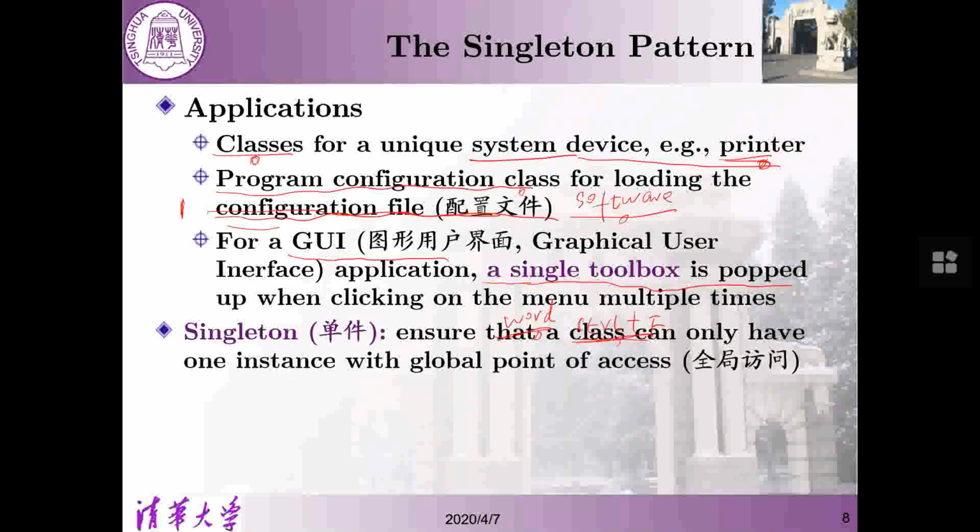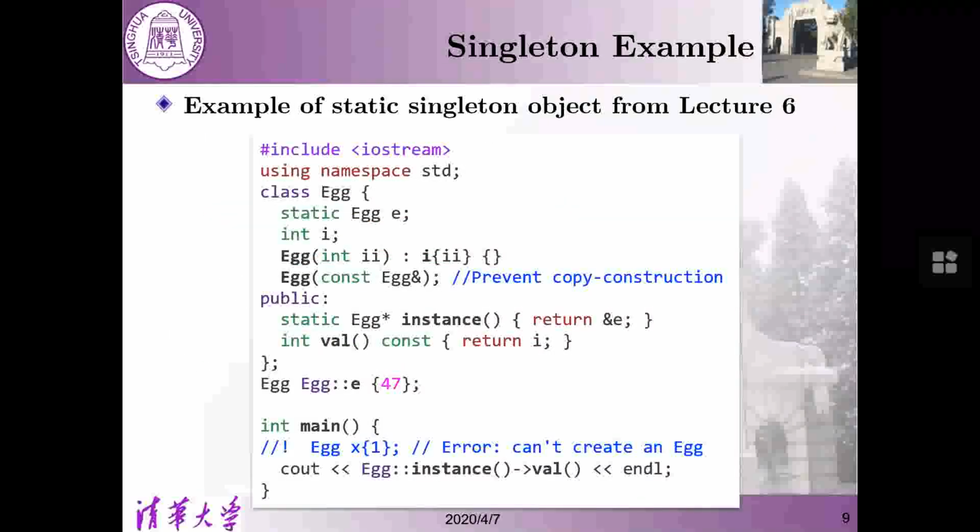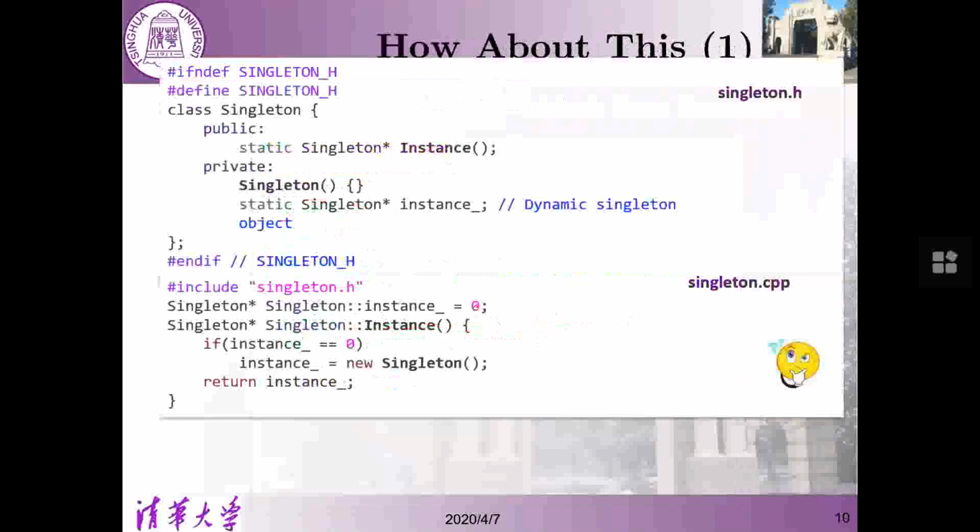The singleton design pattern ensures that a class can only have one instance with a global point of access. We have already learned this before. Using a static member and setting the constructor as private, we avoid constructor calls for creating objects. Then we can use the static interface to access the single instance. So this is the basic idea.